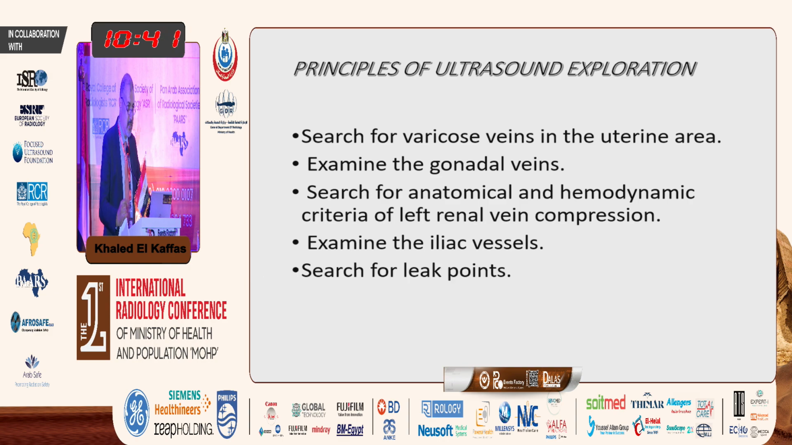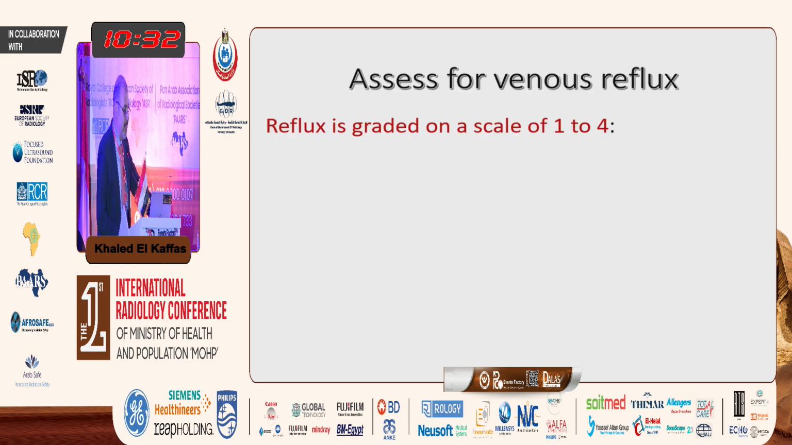And finally, we search for the leaking point, which is a communicating perforating vein between the pelvic veins and the lower extremity veins. The reflux is graded on a scale from 0 to 4. Absent is 0.